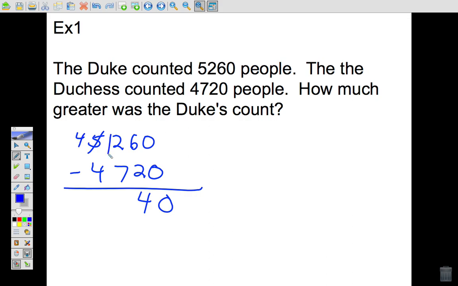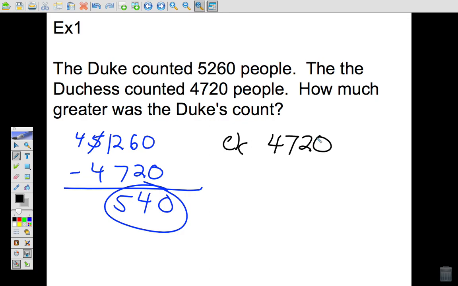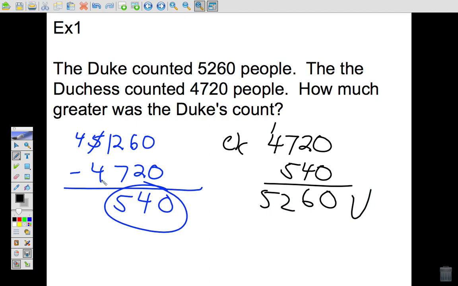And what I get is 540 more people. So the Duke counted 540 more people. To check this, and you do want to check it, I should be able to add 540 to the Duchess's count, and I should get what the Duke's count was. And notice then I do, and it checks. So our answer is 540 more people, and we want to make sure that we label it.